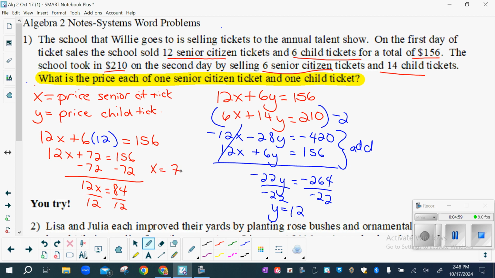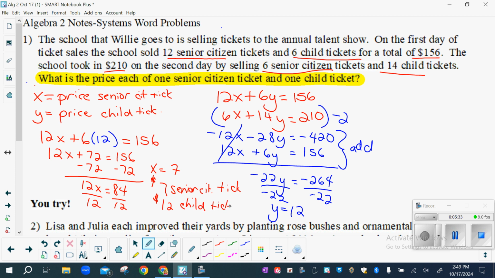Okay, so we're not done. We want to write what the price of a senior citizen ticket is and the price of a child ticket. So our X, which we got to be 7, would be $7 for the senior citizen ticket. And then $12 for the child's ticket.